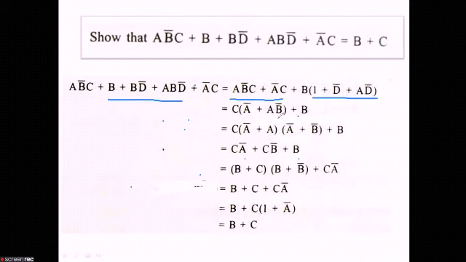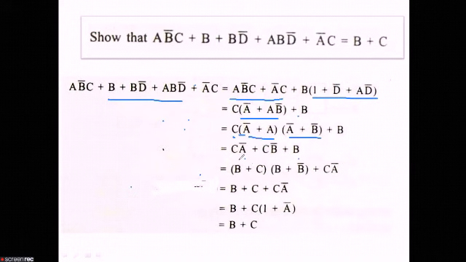Now this can be expanded: C(Ā + A)(Ā + B̄) + B is coming. Again we are multiplying C with this one, but this term will be equal to 1 because A + Ā is equal to 1. So again we get CĀ + CB̄ + B.